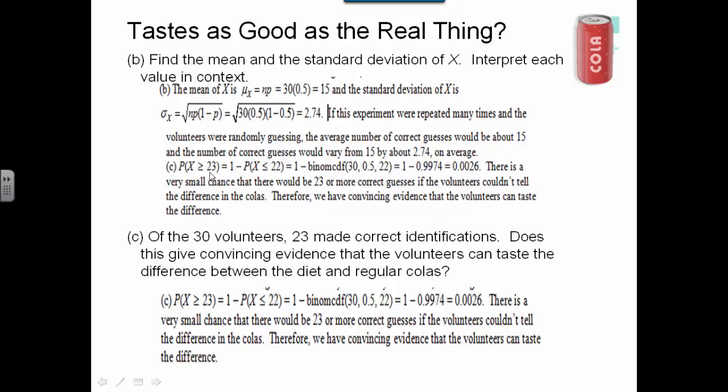The probability x is greater than or equal to 23 would be 1 minus the probability x is less than or equal to 22. So, on the graphing calculator, 1 minus binomcdf of 30, 0.5, 22, and we get 1 minus 0.9974, which is 0.0026, a very small chance.